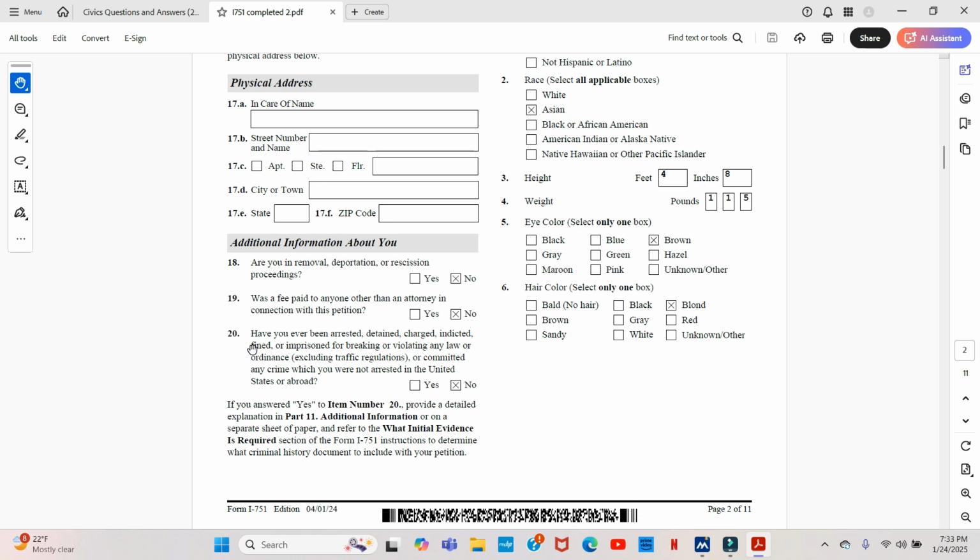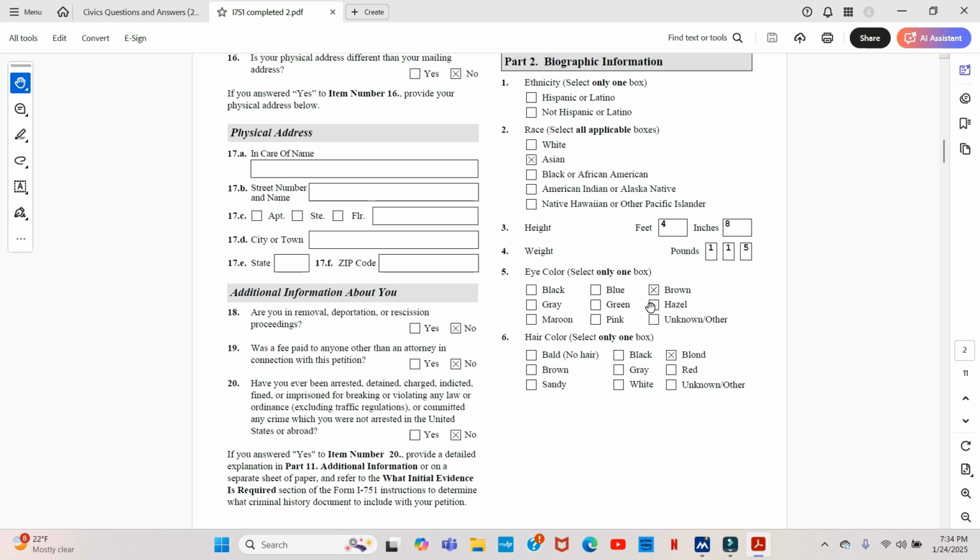So question 20 says, have you ever been arrested, detained, charged, indicted, fined, or imprisoned for breaking or violating any law or ordinance, excluding traffic regulations, or committed any crime for which you were not arrested, in the United States or abroad? So this section here refers to question 20 if you select yes as your answer.